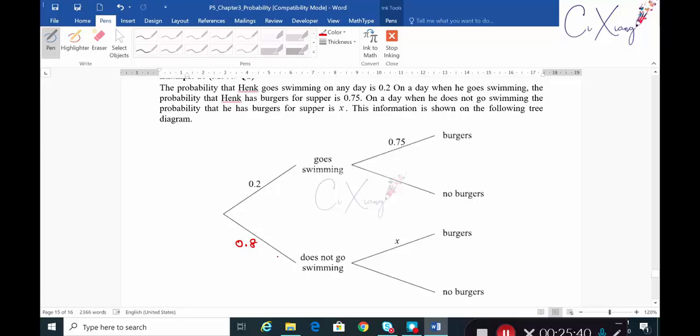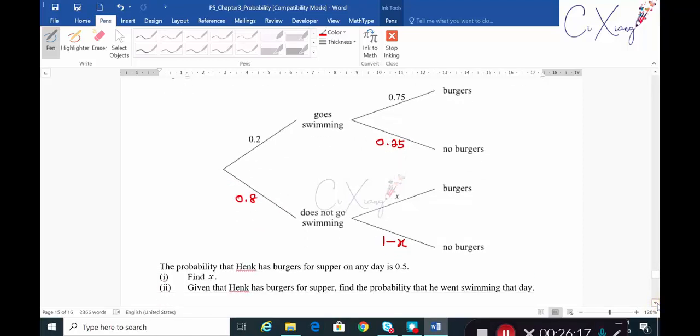Alright, and after that, on a day when he goes swimming, the probability that Hank has a burger for supper is 0.75. Again, they already wrote out the probability for you here. So automatically you should know that not having a burger after he goes swimming will be 0.25, so that the total of this branch equals 1. The last information given is the x here, and therefore you should know that this is 1 minus x. So you try to complete everything in the tree diagram before you answer the question that they want.